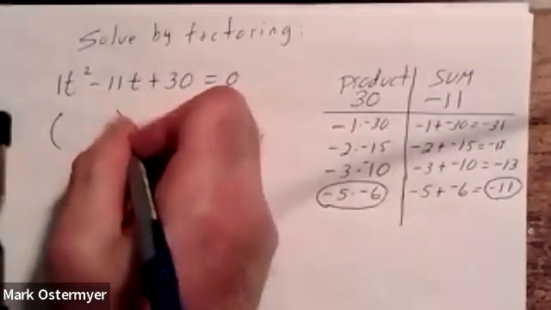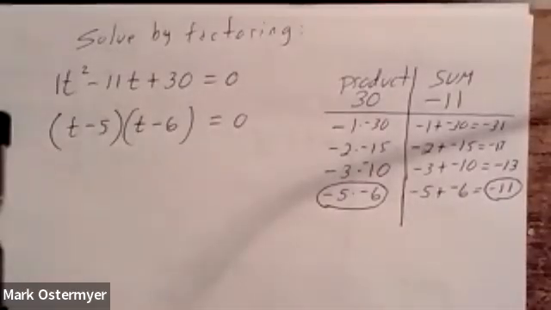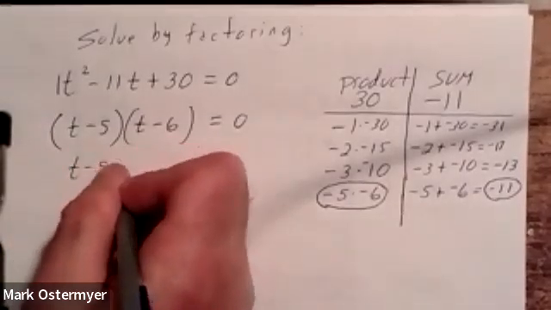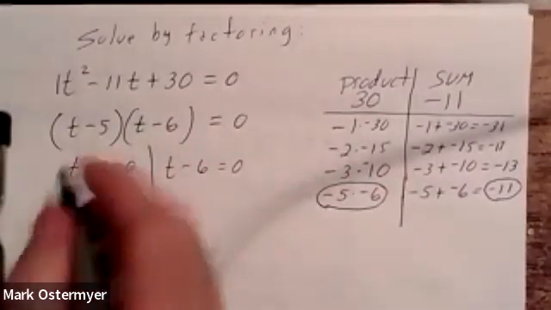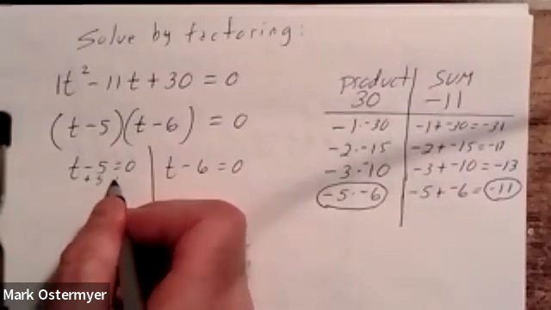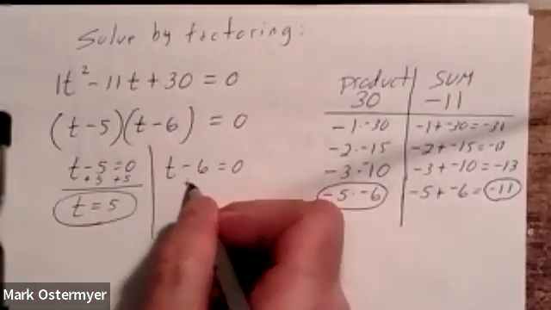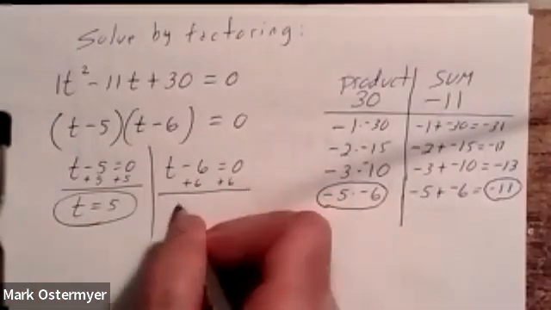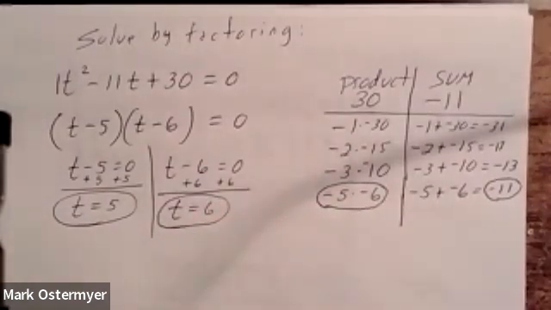How does this factor now? How does that trinomial factor? t minus 5, t minus 6. That's it. So that's factored. Now we're going to set both factors equal to 0. And now we just have two equations to solve. Solving this equation for t by adding 5 to both sides, we get t is equal to 5. There's one solution. Now this equation, by adding 6 to both sides, we get another solution that says t is equal to positive 6. Ladies and gentlemen, we have our two solutions to that equation.